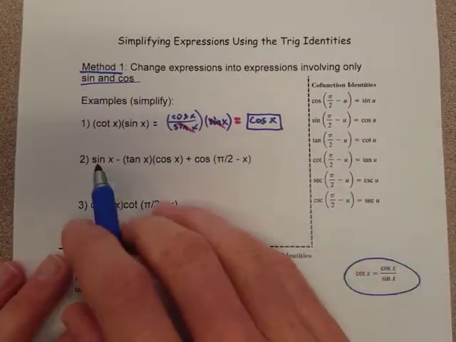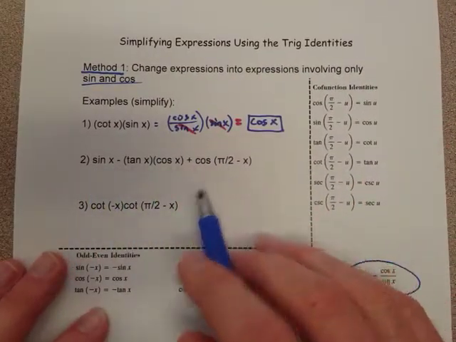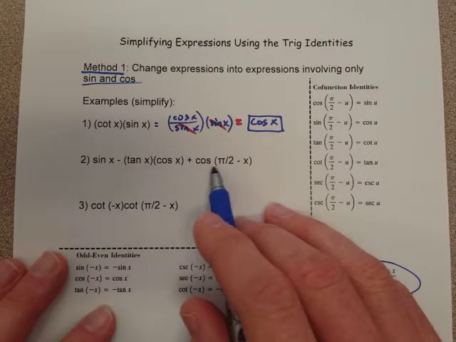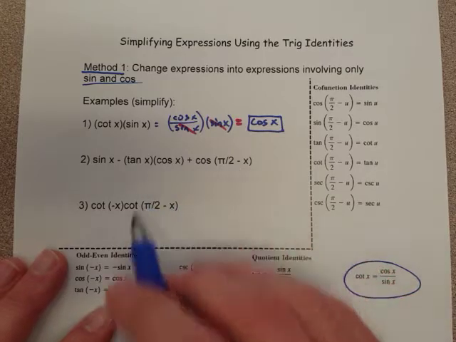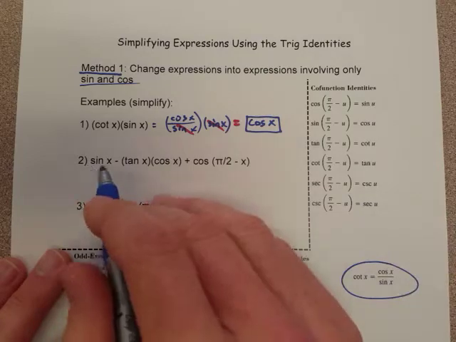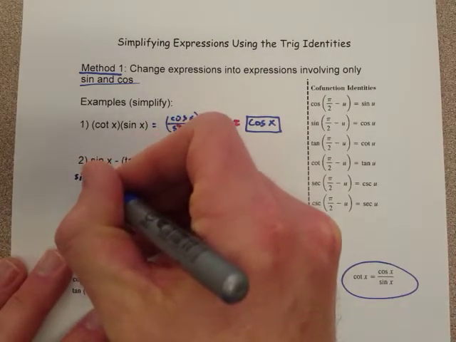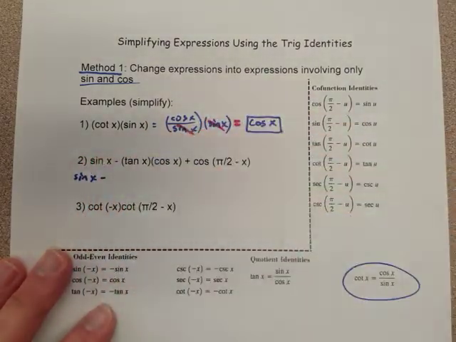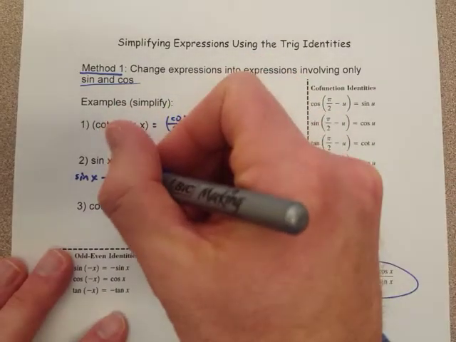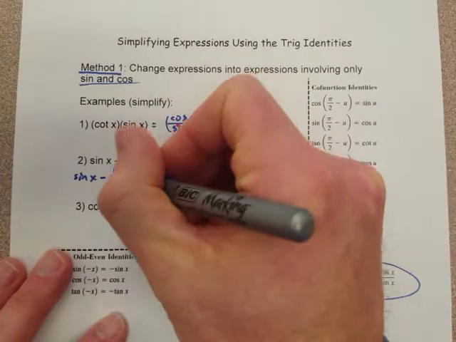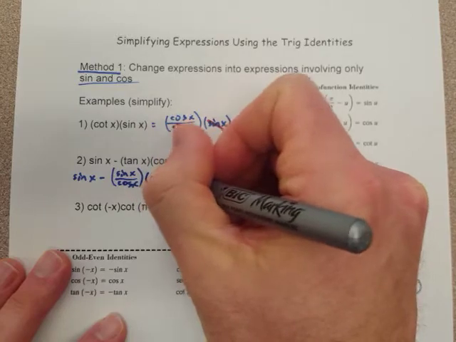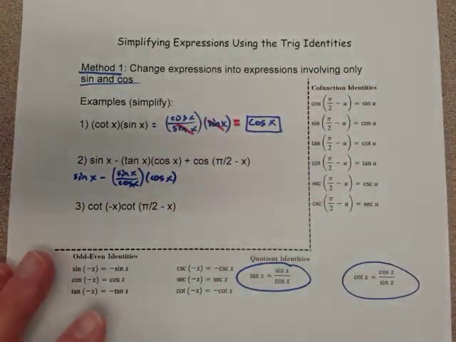Next one is a little bit more of a complicated process. You'll see we have sine and we have tangent, cosine of pi over 2 minus x. Now we need to change things to be in terms of sines and cosines, at least on this page. And so sine here is okay. We'll have sine of x. Tangent is this right down here, so we can replace that with sine over cosine. And then cosine is already cosine, so we'll just leave that as is.